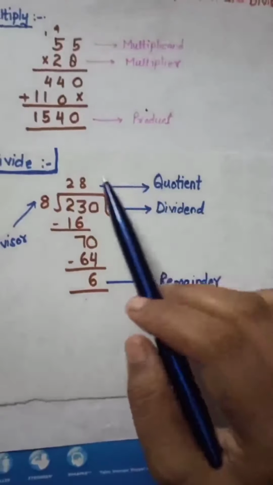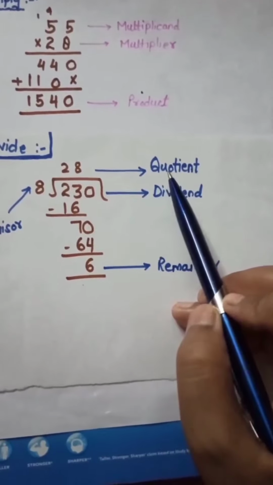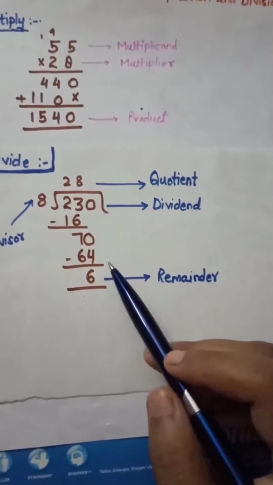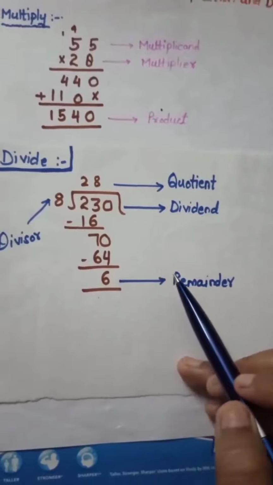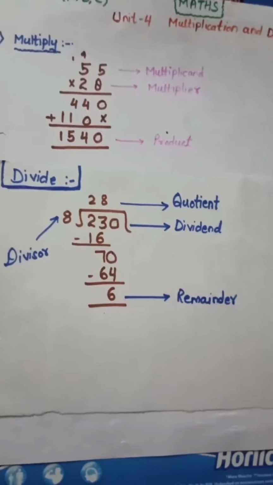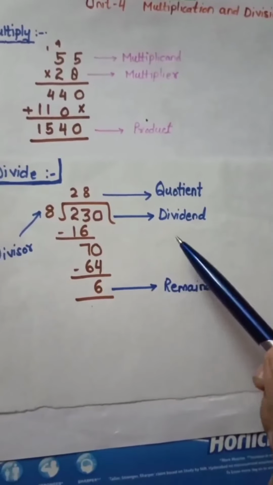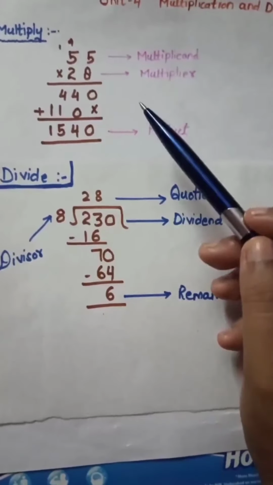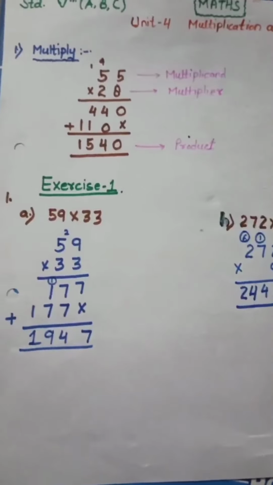Now see, the answer that we get over here is called the quotient, and the number that is left out over here is called the remainder. Okay, so these are the terms of division, and these are the terms of multiplication. Now let us move on to exercise 1.